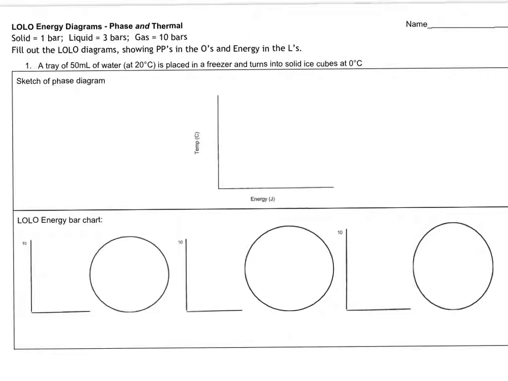First of all, we have to remember what it says up here at the top. If we're dealing with a solid versus a liquid versus a gas, what we're going to be using for the phase energy would be: a solid is 1 bar, a liquid is 3 bars, and a gas is 10 bars. That's for the phase energy when we do that in the low-low diagrams. But first we want to sketch our phase diagram.